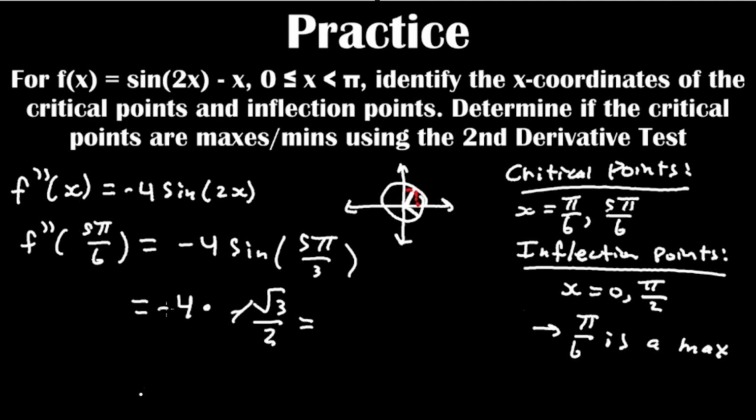And these negatives will cancel out, and we'll just get 2 square root 3. Meaning that because our second derivative is positive at x equals 5 pi over 6, we have to have a minimum at 5 pi over 6.